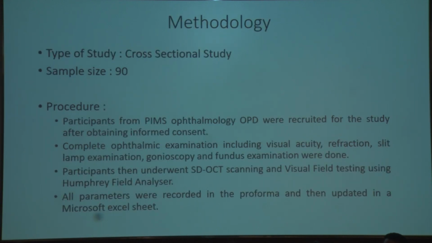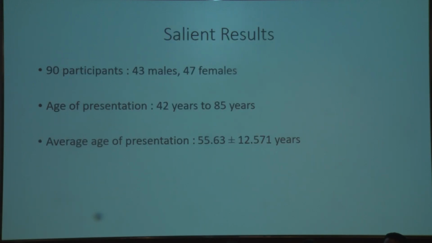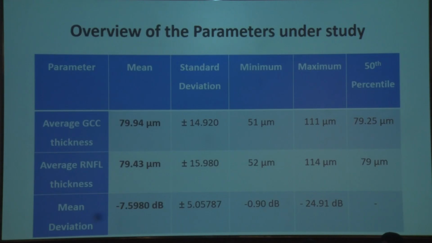Going on to the methodology, it's a cross-sectional study with a sample size of 90. Participants from the PIMS ophthalmology OPD were recruited after satisfying the inclusion and the exclusion criteria. They underwent a complete clinical examination, and then they were subjected to SDOCT and the HFA, and all the parameters were recorded. Going on to the salient results, out of the 90 participants, 43 were males, 47 were females. Age of presentation was between 42 to 85 years, with the average age being 55.63 plus or minus 12.5 years. In the overview of the parameters, you can see that the average GCC thickness and the average RNFL thickness were quite similar.